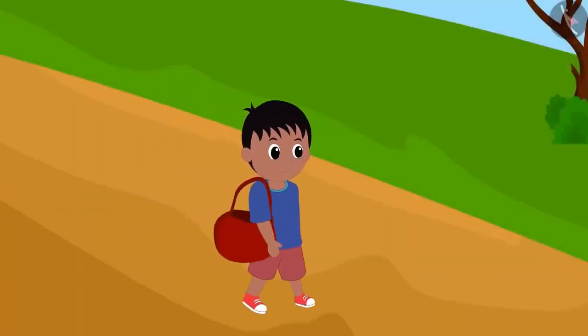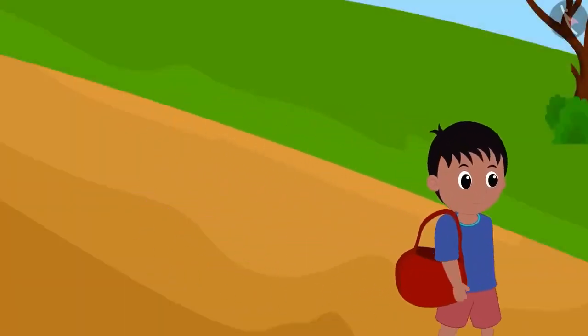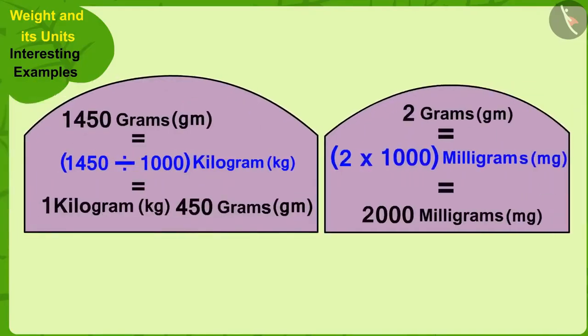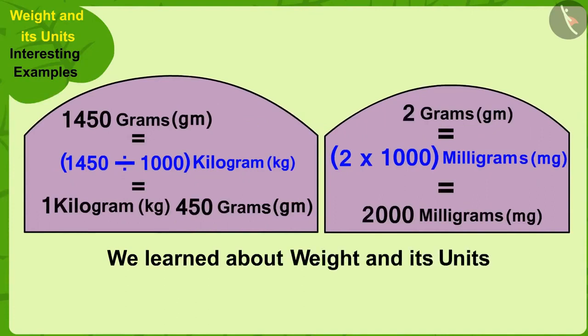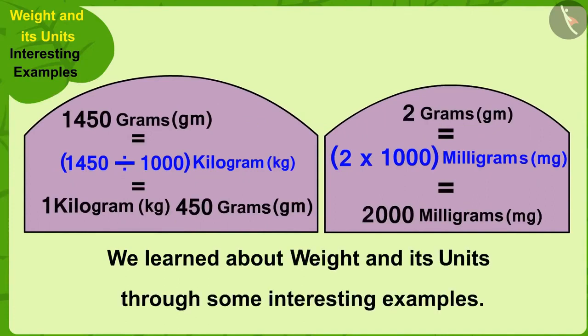Raju bought paneer and saffron from Appu and returned home. Children, in this video, we learned about weight and its units through some interesting examples. In the next video, we will look at some of the misconceptions related to this.